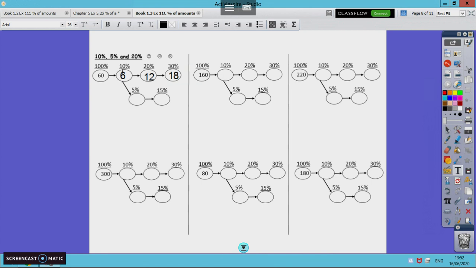6 is 10%, so what's 5%? Well, 5% is half of 10%, so this has got to be 3. And then to find 15%, I could use my 10% add my 5%, which is 6 plus 3, which gives us 9. Okay, so that's that first one done, and you've got 5 more to do by yourself there.